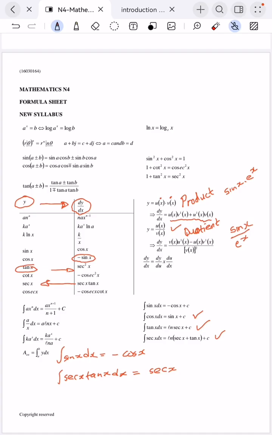We have it from the table. We just check for cos on the dy dx. You can see it gives me positive sine. The integral of sine, you check for sine. It's negative, so it will be negative cos. You see, like that. Now these other integrals, these three here, they are from the table.